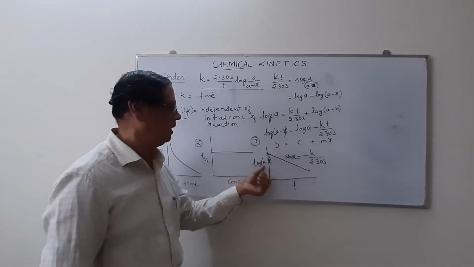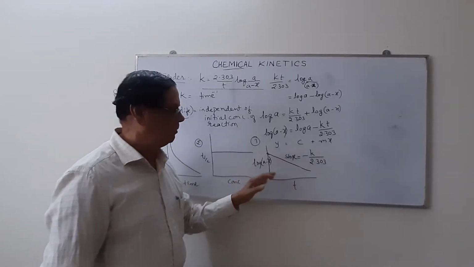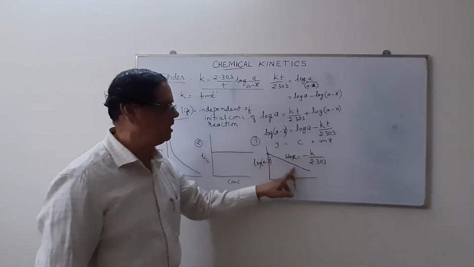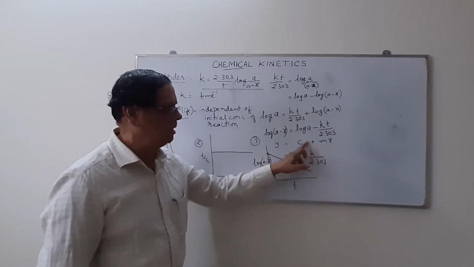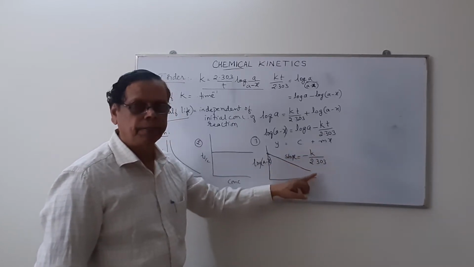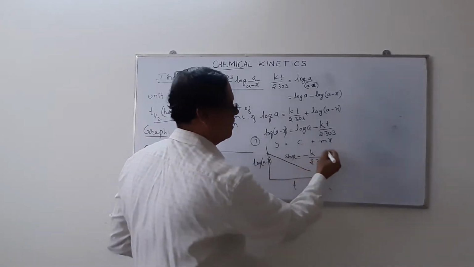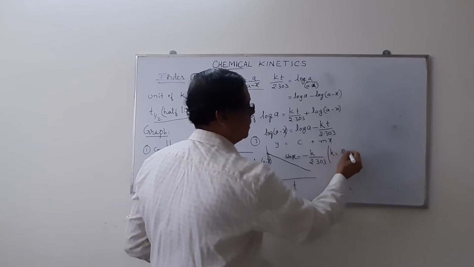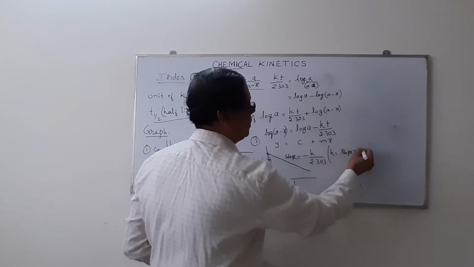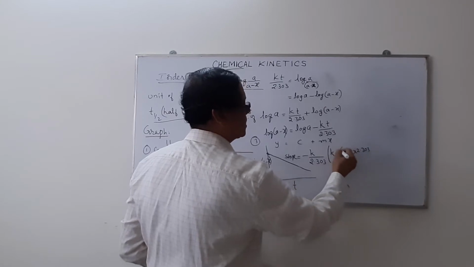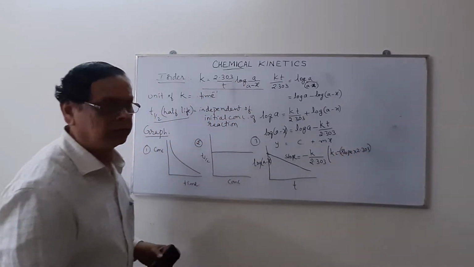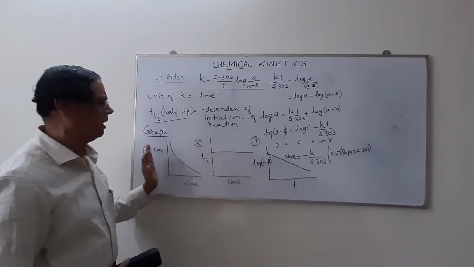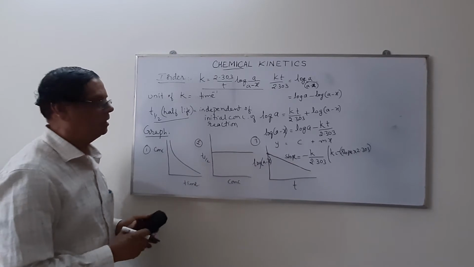Suppose you do the experimental determination of the a minus x values at different time intervals. Then you draw log a minus x versus t. Then we observe that we get a straight line with negative slope. If you find out the slope of this straight line, then from this slope we can calculate the k value. So k is equal to, that is another method to calculate k, slope into 2.303 with minus sign. So this is about the first order reaction. We have graphical representations of the first order reactions.